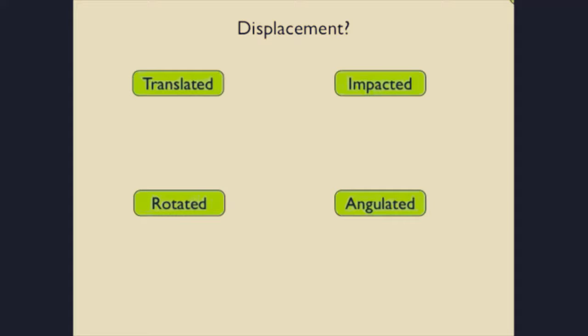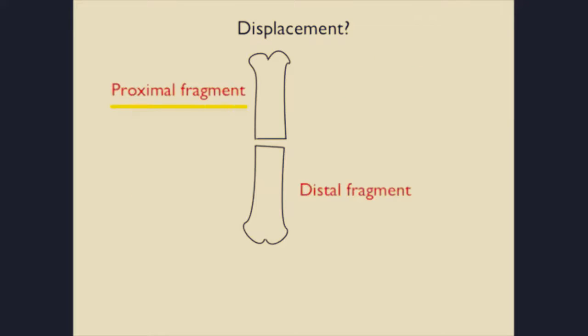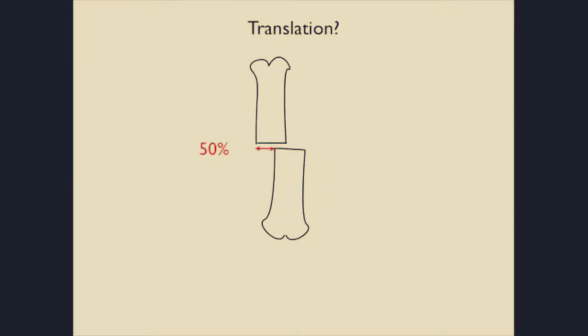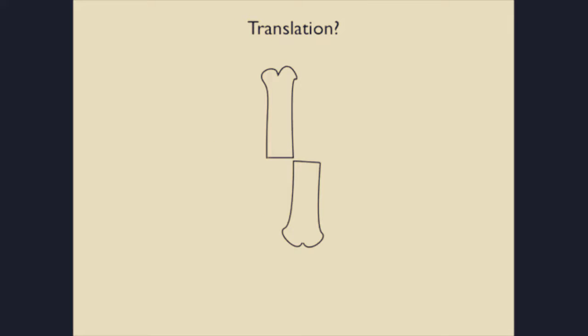And when describing displacement, the important thing to remember is to talk about the proximal fragment and the distal fragment. And when you're talking about these forms of displacement, you're referring to the position of the distal fragment in relation to the proximal fragment. So an example here would be that the distal fragment is translated 50%. You don't have to use percentages, you could use other terms such as significantly, moderately. The important thing is to get across the fact that the distal fragment is being displaced compared with the proximal fragment. In this case it would be completely translated, so 100% or more.